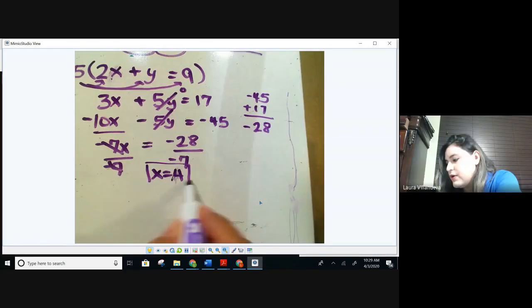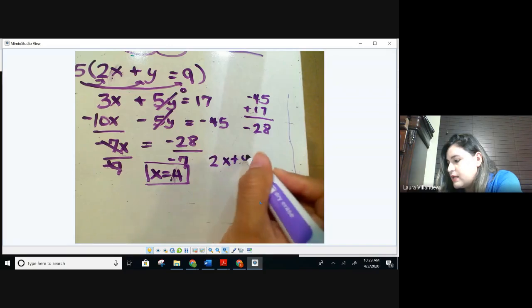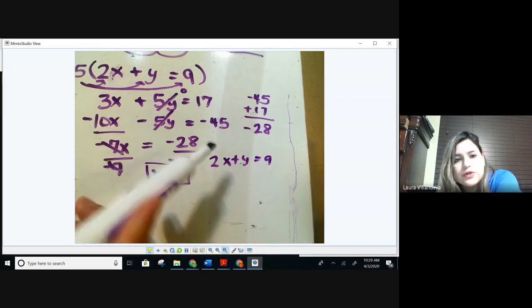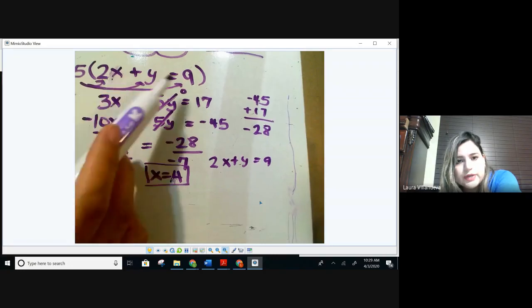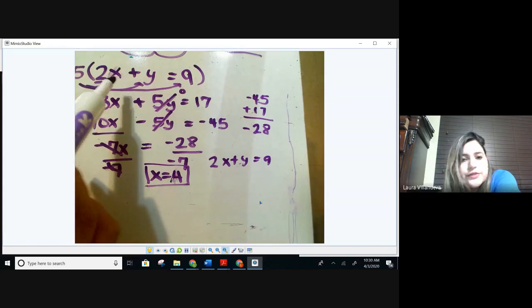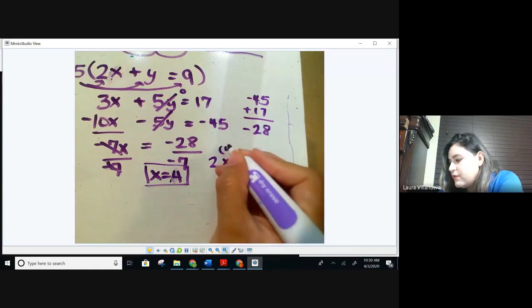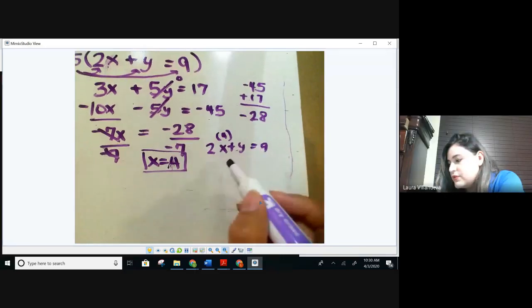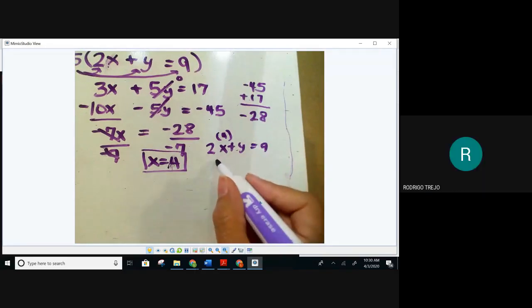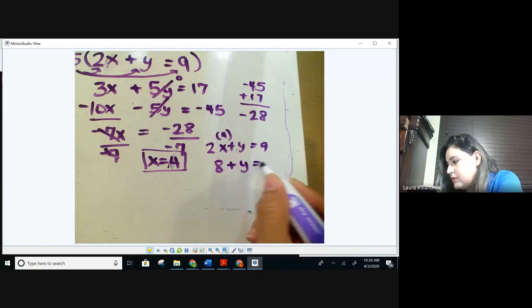So then you have 4. So then I'm going to use 2x plus y equals 9. That's my original equation that I got. 2x plus y equals 9. I'm going to grab my original because it's easier to work. It's a lot easier to work with your originals. So then 2x is 2 times 4. What's 2 times 4, guys? 8. 8 plus y equals 9.